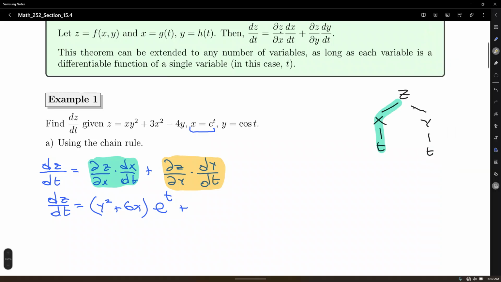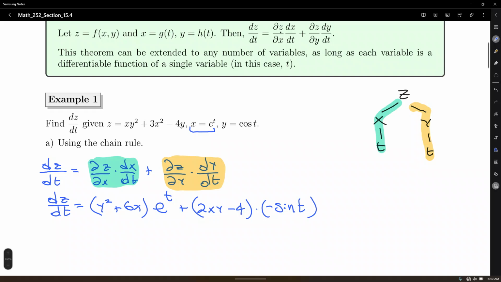So this time we're going to go z with respect to y and y with respect to t. That's what's going to describe the second term. All right. So that is the partial derivative of z with respect to y. Here with respect to y, that's 2xy plus 3x squared with respect to y, that's just a constant, that's 0, minus 4y, that's minus 4. And then we need to multiply by the derivative of the y equation that depends on t, that is negative sine t. Okay, so we're done with the calculus here.